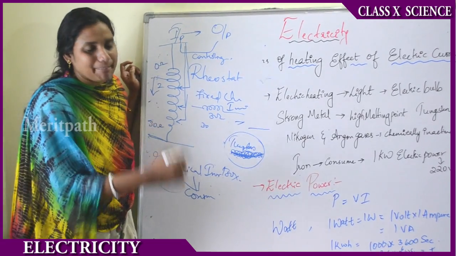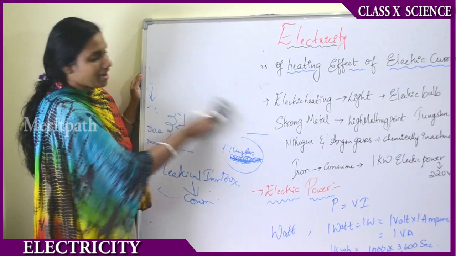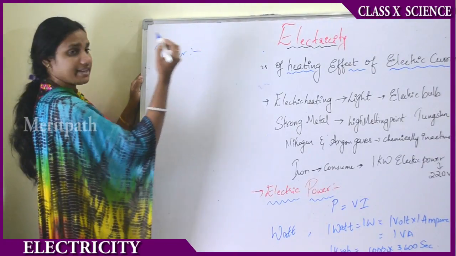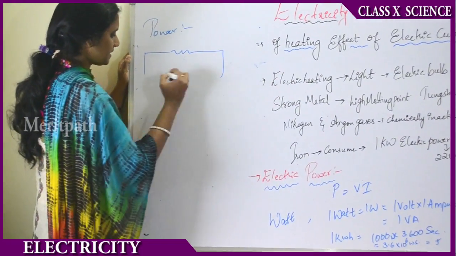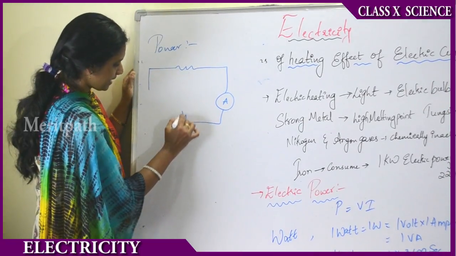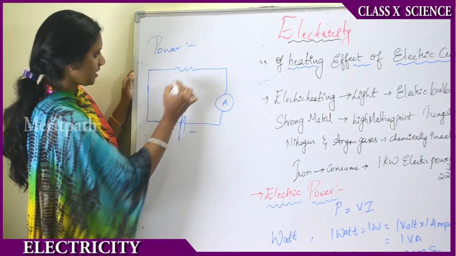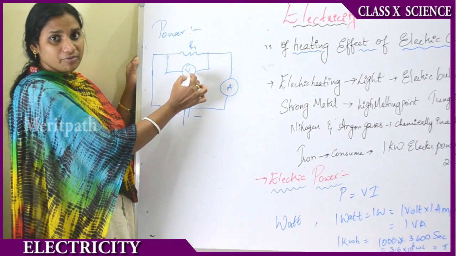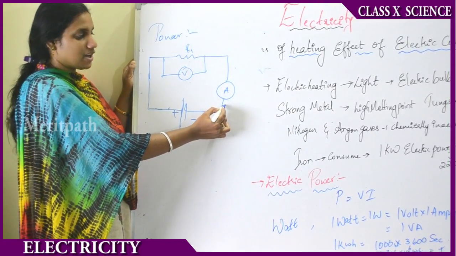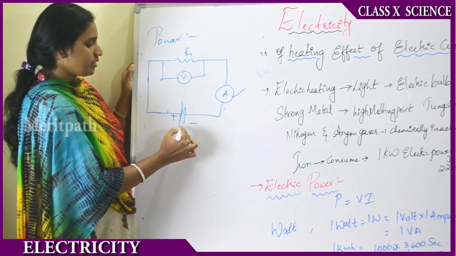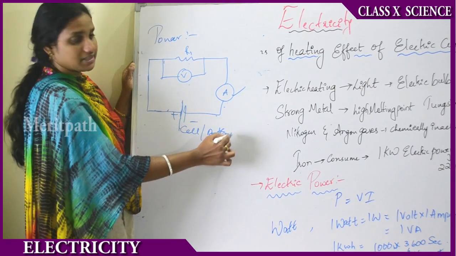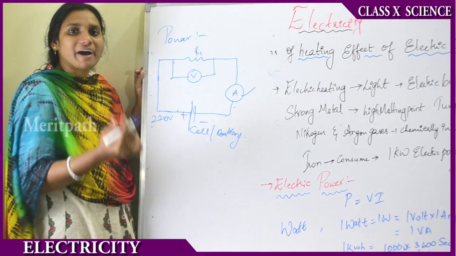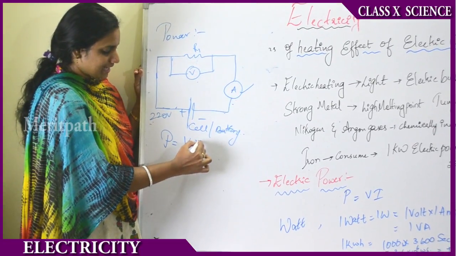Now let us see electrical power. What is power and how is power defined for electrical circuits? Power is explained with the basic circuit diagram, where the resistance offered is R1, the voltage across the resistance is measured with the voltmeter, and the current passing through the resistance is measured with the ammeter in series connection with the resistor. Here we use a cell or battery to energize the circuit, and we are giving a 220 volt supply. This is the basic electrical circuit, and here we calculate the power consumed as the product of voltage and current.